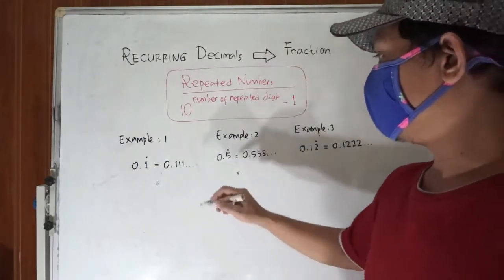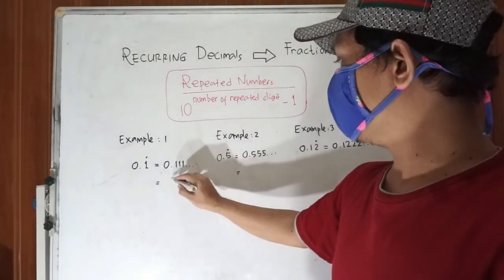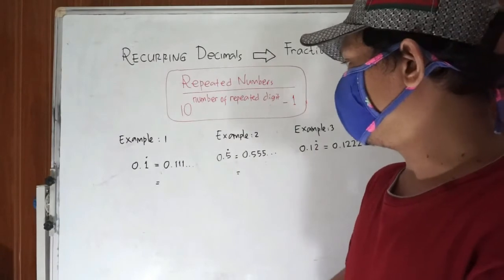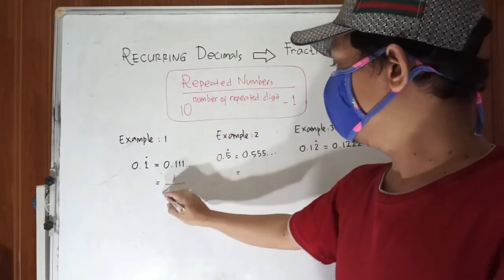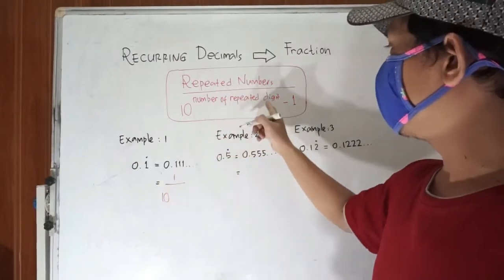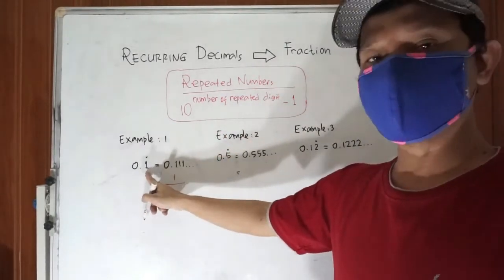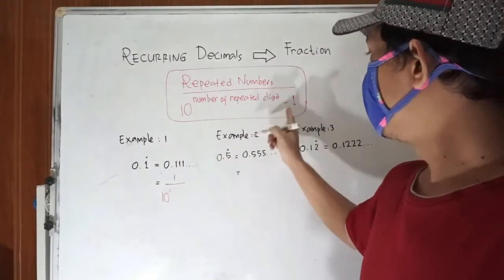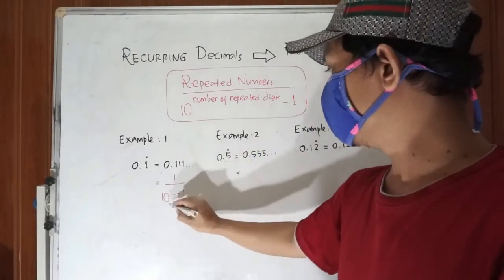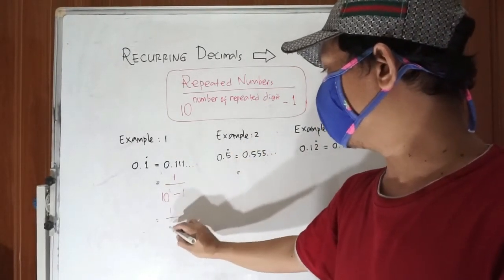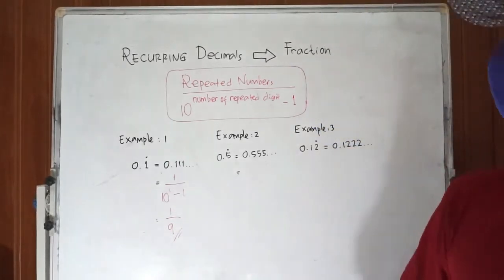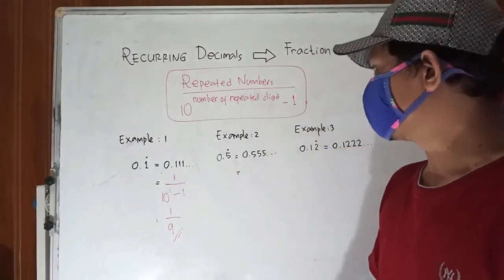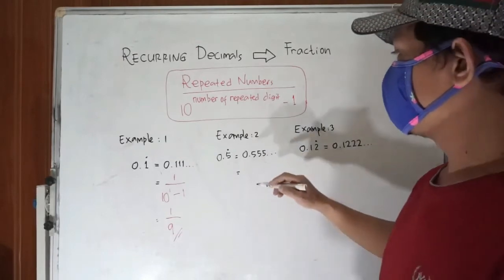So the formula is, repeated number is 1 over 10 power number of repeated digits, only 1 digit, 1 minus 1. So the answer is 1 over 9. Very easy. Next, example 2. Repeated number is 5.